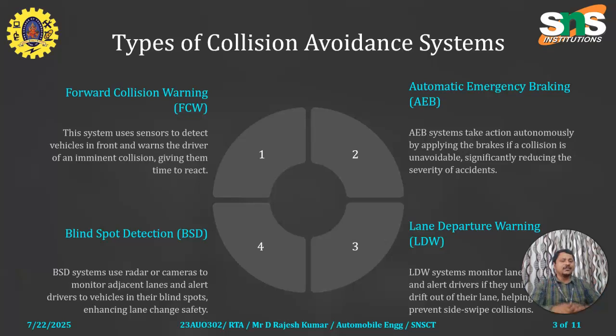So these are all the different types of systems that help the driver in order to reduce the occurrence of road accidents. These systems are equipped in modern vehicles, and they help to avoid accidents caused by human errors. So these are acting as an assistance to the driver.